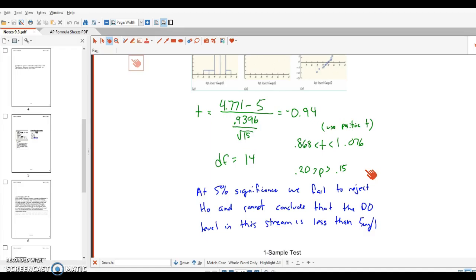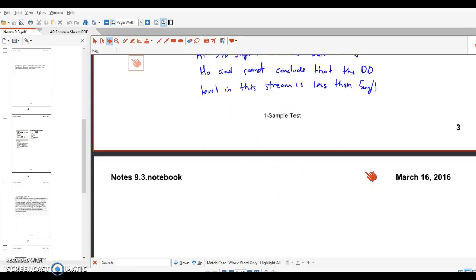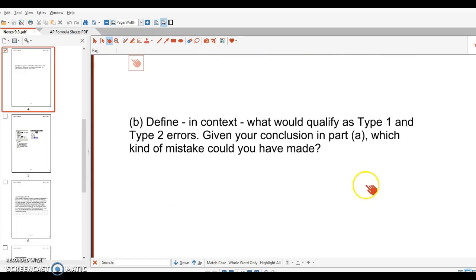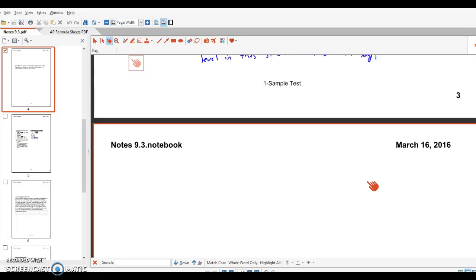So then we are able to conclude at 5% significance, we'd have to fail to reject the null, and therefore cannot conclude that the dissolved oxygen level in the stream is less than 5. So good news for the aquatic life. That does not appear to be a problem. Okay. These are not filled in, but what would a type 1 and type 2 error be in this conclusion?